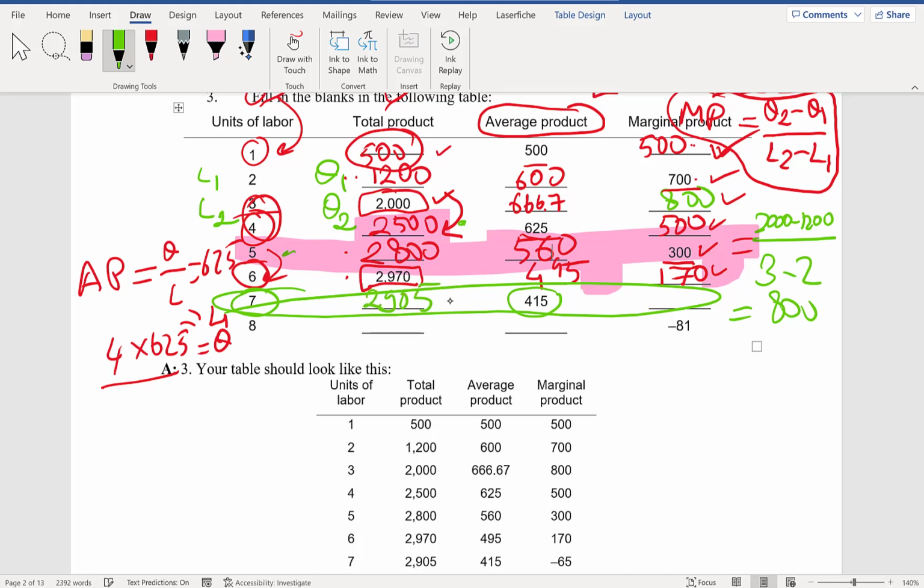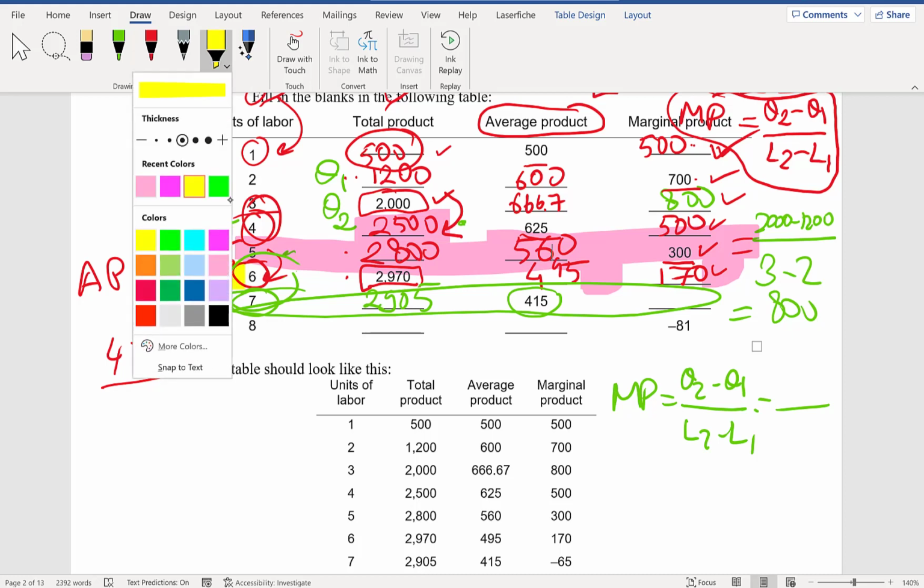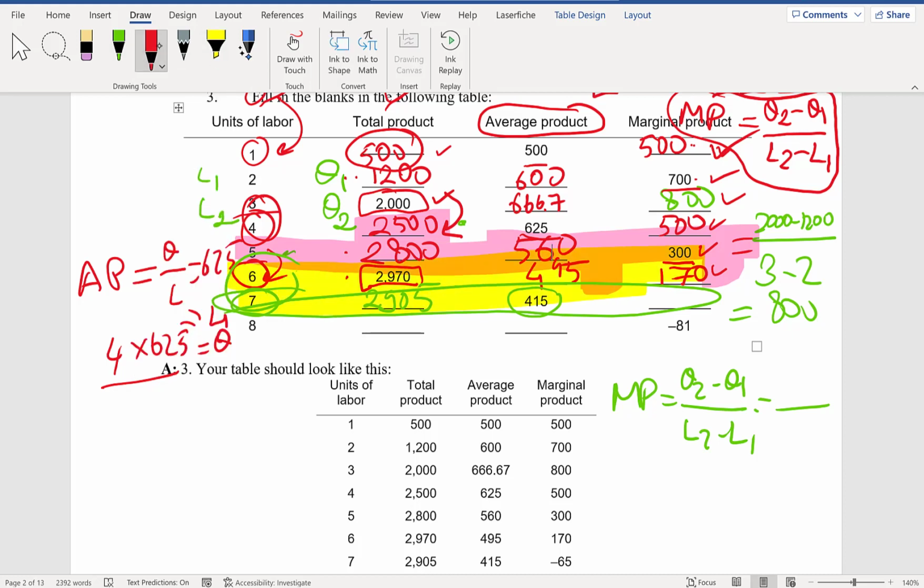Oh, this is interesting. So if you look at marginal product, Q2 minus Q1 divided by L2 minus L1. Change in labor here is from 6 to 7. So 1. And then what's the change in quantity? 2905 minus 2970. Interesting. So that is negative 65. So marginal product can actually be negative. That's a possibility.